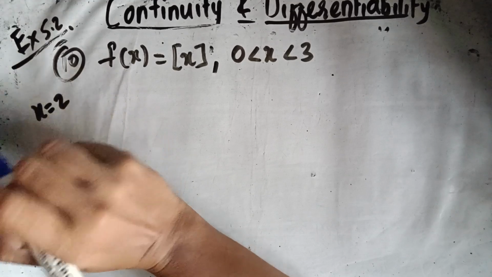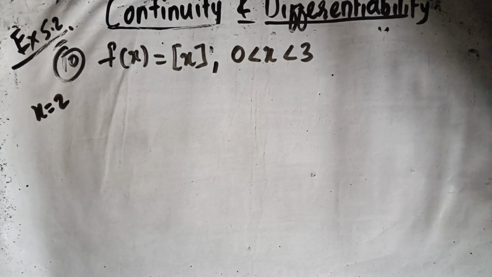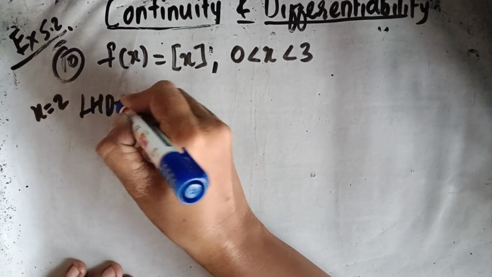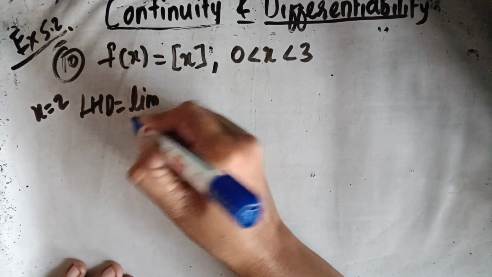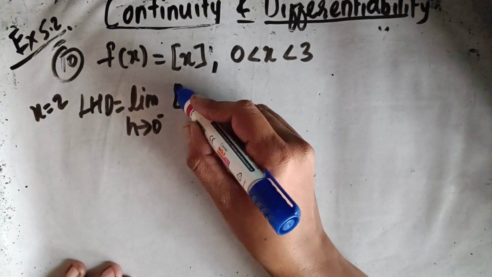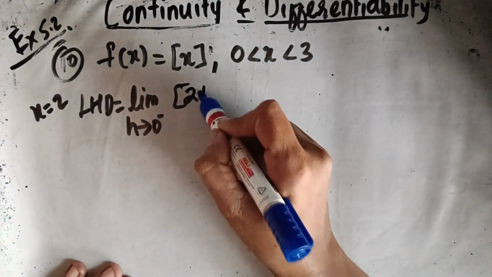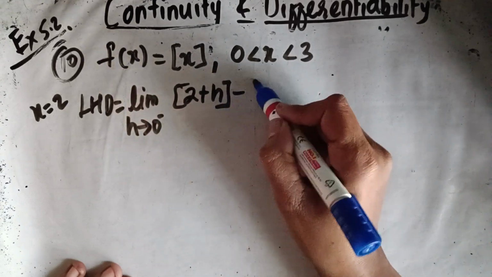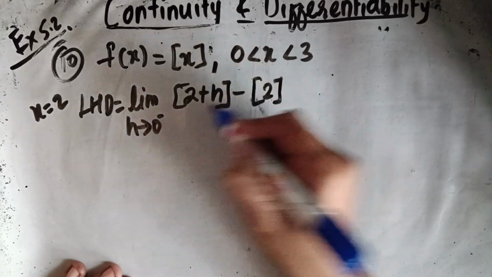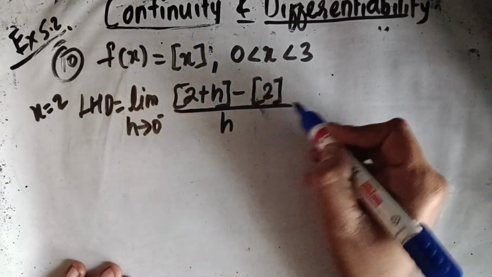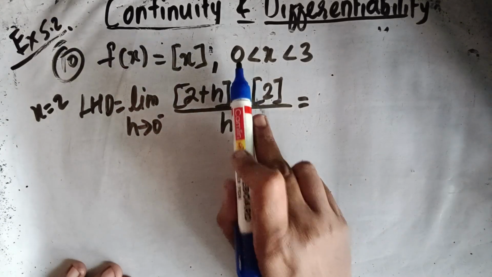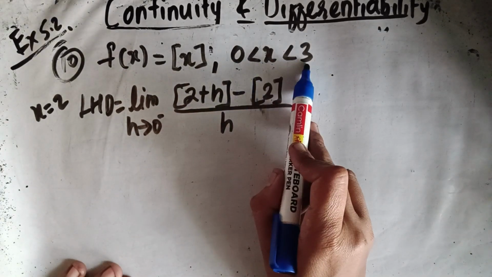Same way you have to proceed. Okay. So left hand derivative, limit as h tending to 0 minus. Now your x is 2. So this is f of 2 plus h minus f of 2, which is 2, upon h. Now we are approaching from the left hand side. So it is 0, x is between 0 and 3.